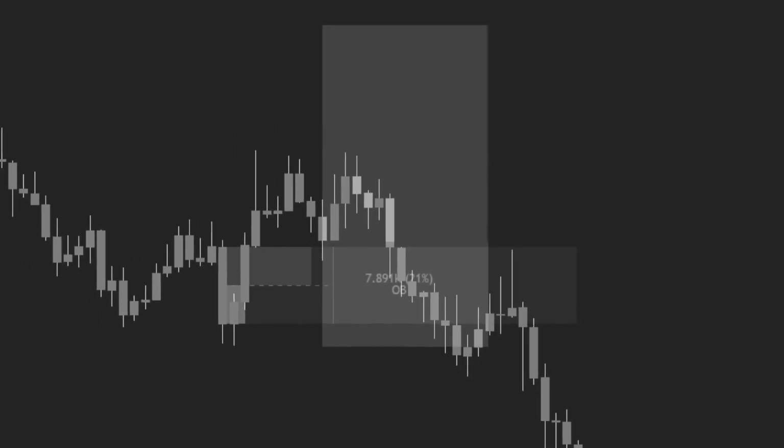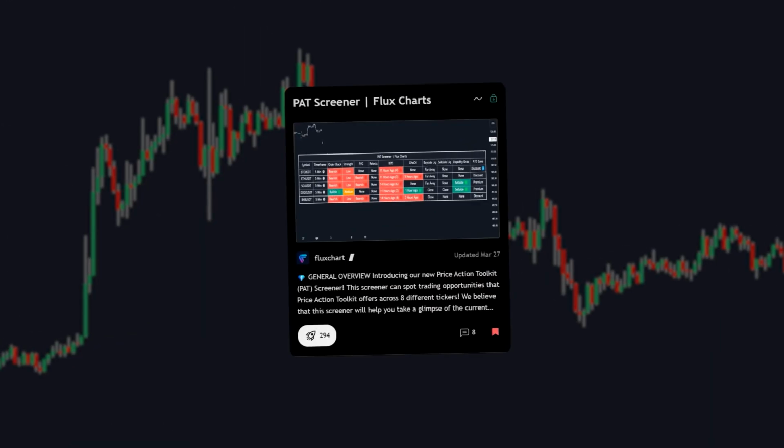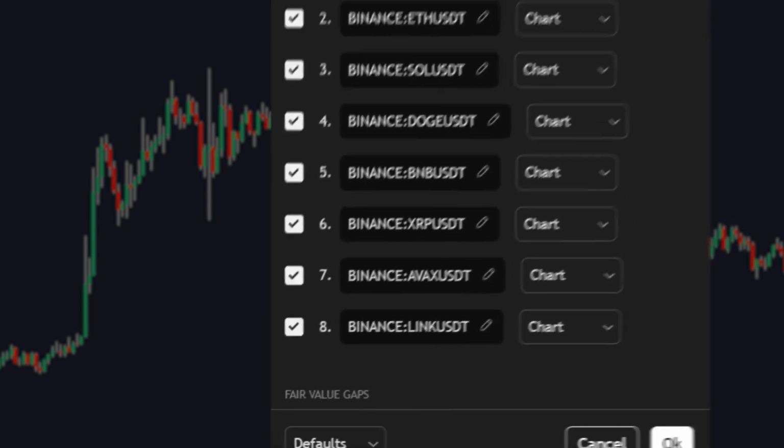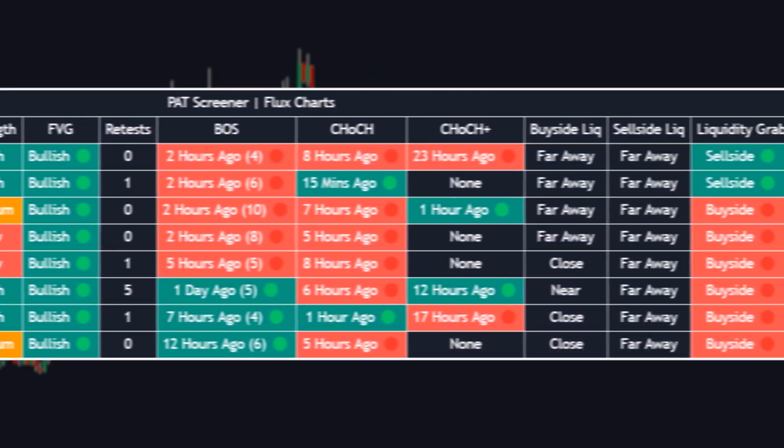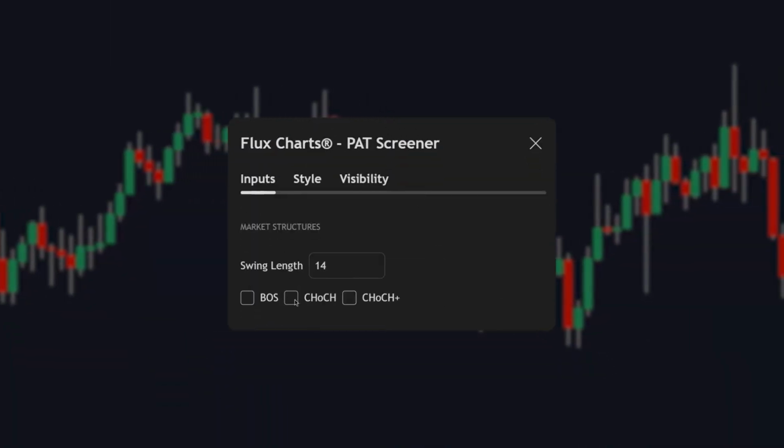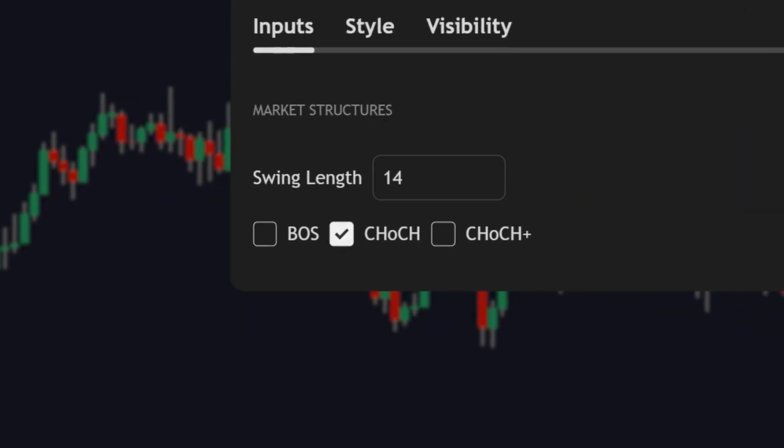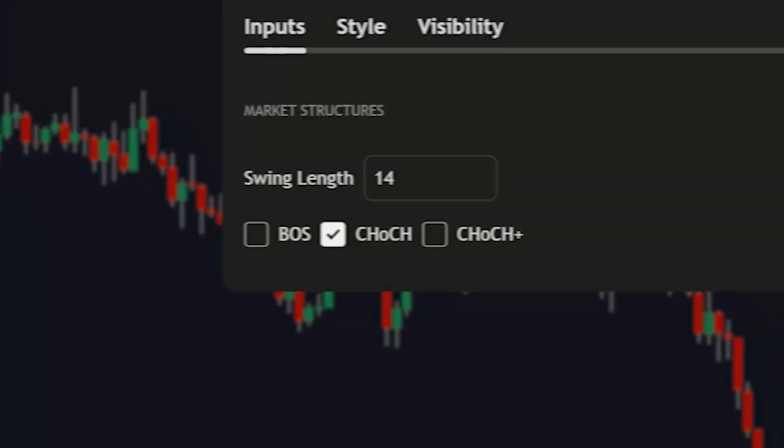There's another way to analyze higher time frames too. This tool can scan up to 8 different tickers and time frames for price action features. We'll only focus on the market structures. Specifically, we'll watch the change of character or CHoCH. Let me show you some examples.